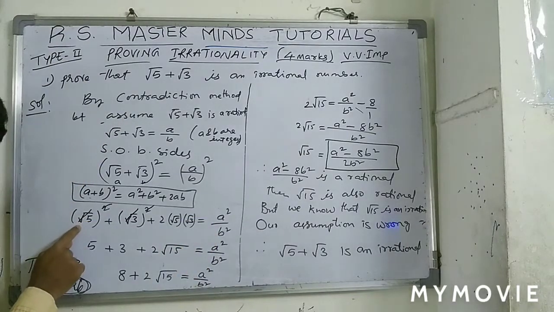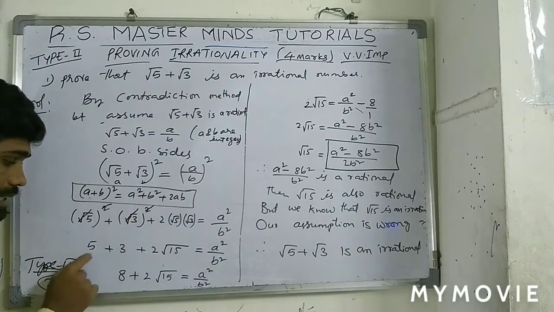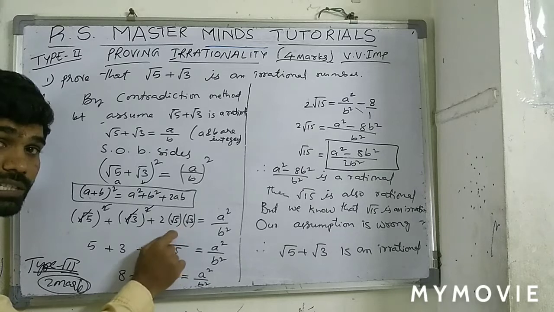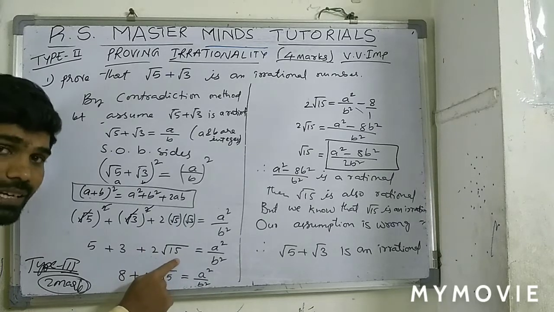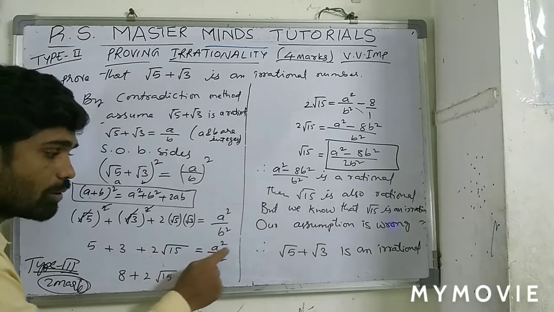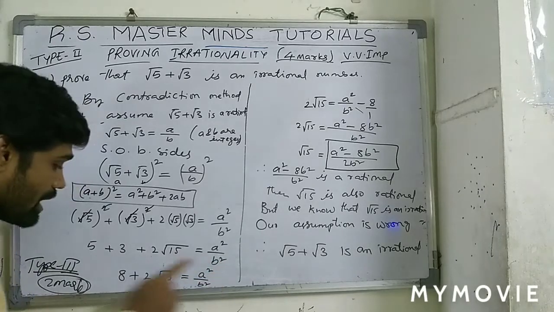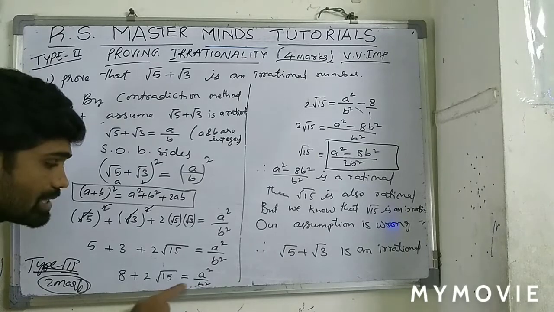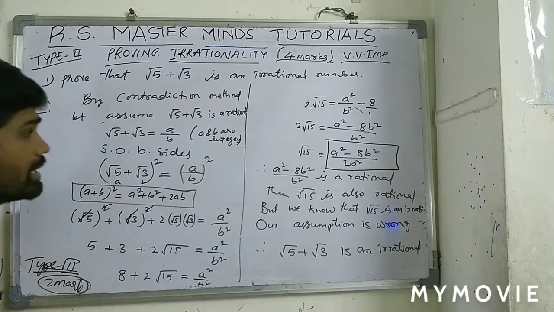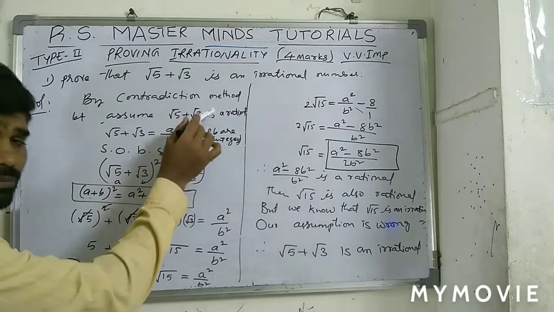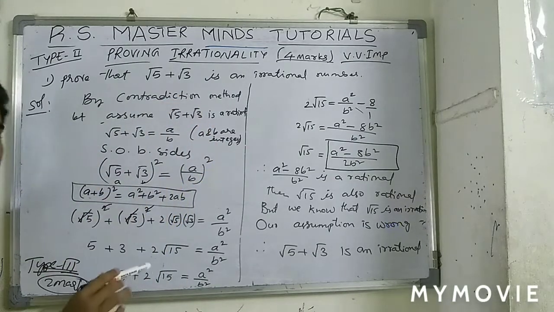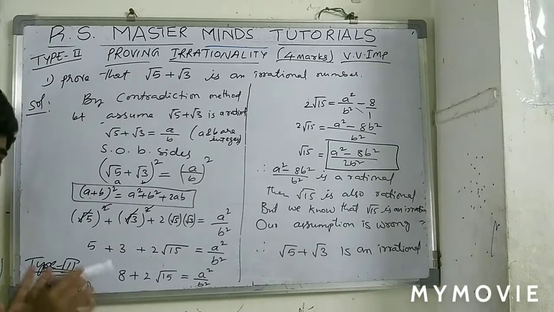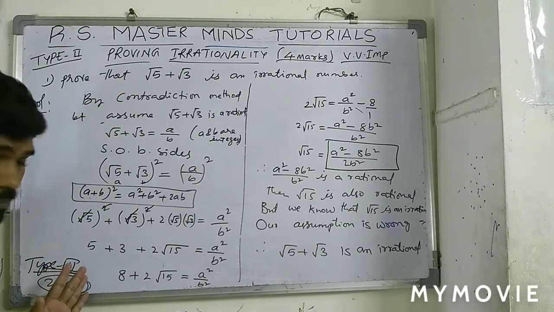Now the square root and square cancel. So 5 plus 3 plus 2 under root of 5 into 3, 5 into 3 inside the root. 5 threes are 15, is equal to a square by b square. Now 5 plus 3 is 8, plus 2 under root of 15 is equal to a square by b square. This is the same thing we assumed by the contradiction method, squaring on both sides. Now from here we have to observe the third type also continues.